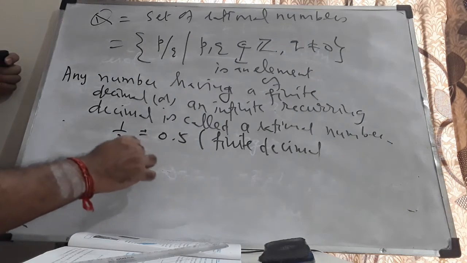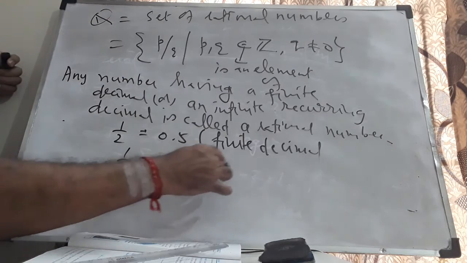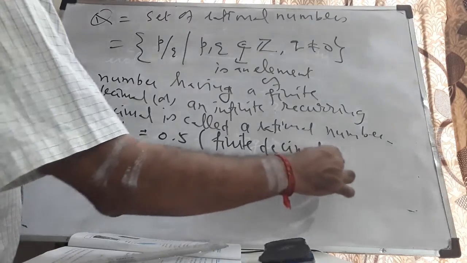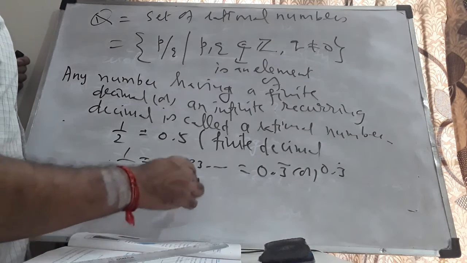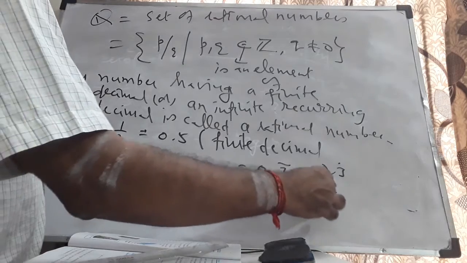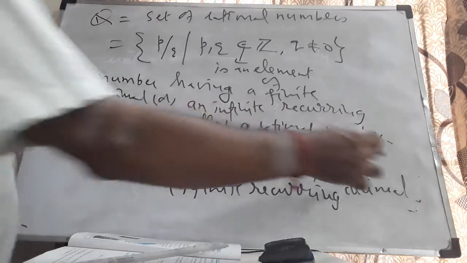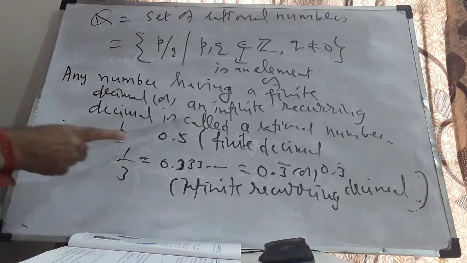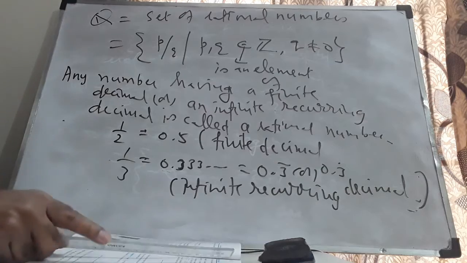Think about 1 by 3. 0.33, 3 3s are 9, again 3 3s are 9, etc. Therefore, I will put it like this: 0.3 with a bar or 0.3 with a dot. 3 gets repeated infinitely. This is an example of infinite recurring or repeating. The same number gets repeated. Whenever I bring the decimal form of any rational number of the form p by q, it will come under either the finite form or the infinite recurring form.